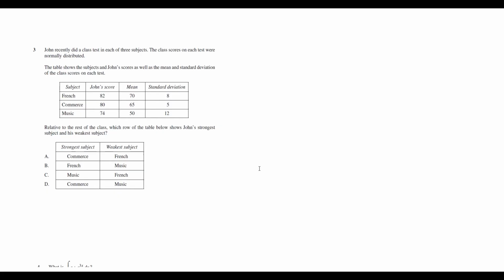weakest subject? To determine that, what we should do is go through and work out the z-score of each of his individual test scores. Just a quick reminder, our z-score formula is z equals x minus mu all over sigma. They've set it out very nicely for us because it's simply our x, our mu, our mean, and then our sigma, the standard deviation. So 82 minus 70 is going to be 12. 12 divided by 8 is simply 1.5, so that's the z-score of French.